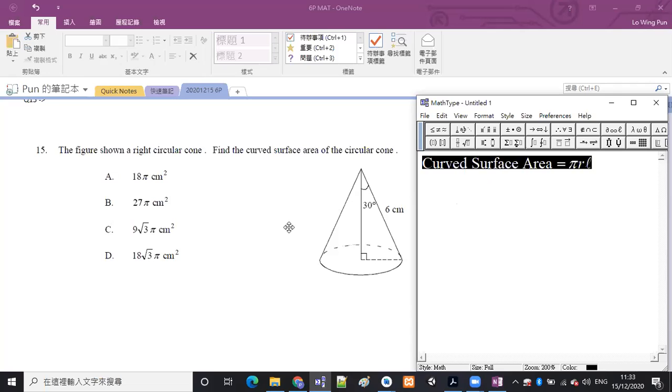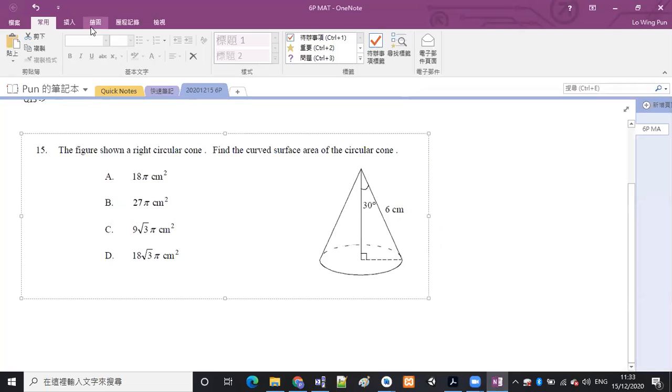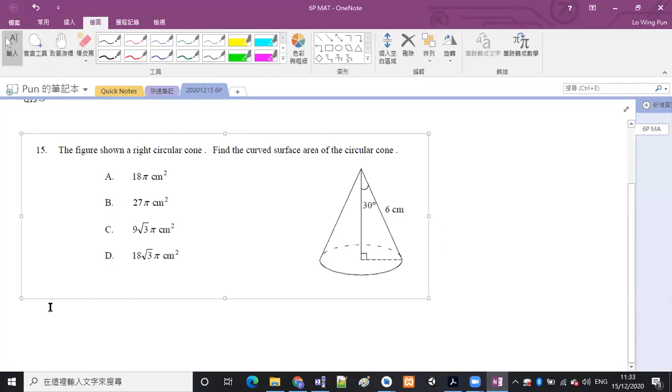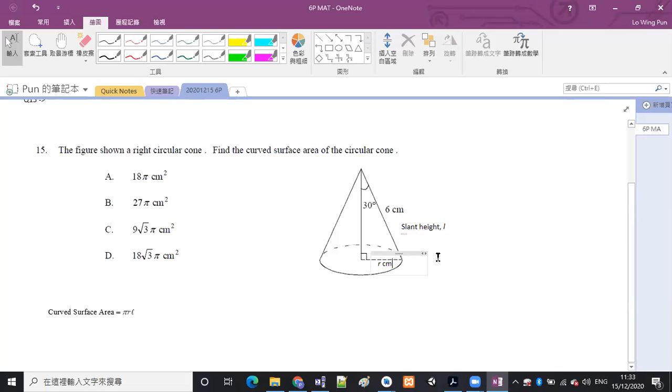In this case, this is the formula we need, and r is this one, the base radius, and this is the l. Can you see this? This is the slant height. That is the l. Here we have l equals 6, and r is unknown, but we have an angle here.